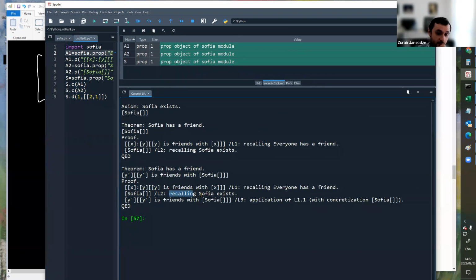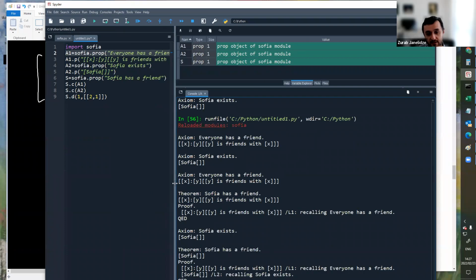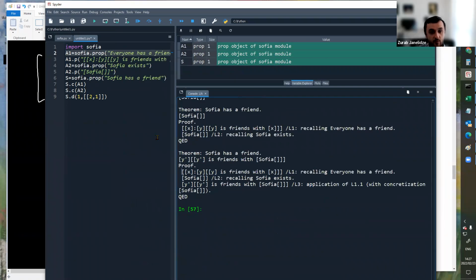And then we're recalling the other axiom, that Sophia exists. So now we have 2 lines, one saying that everyone has a friend and the other saying that Sophia exists. So it's actually something we are given. Sophia is something that we are given. The question is how to then conclude from this that Sophia has a friend. So here we're told that everyone has a friend. So if Sophia exists, then Sophia could be one of those everyone, right?